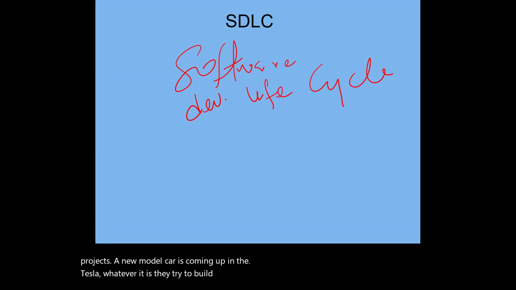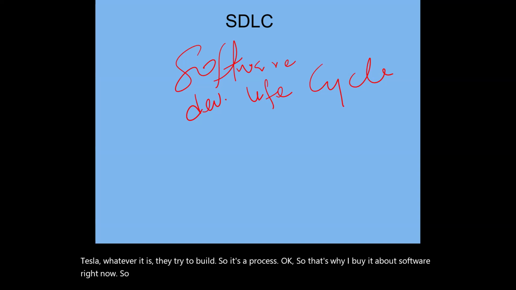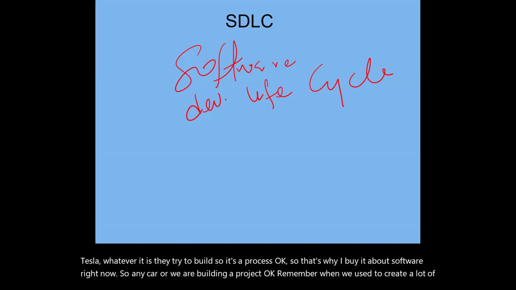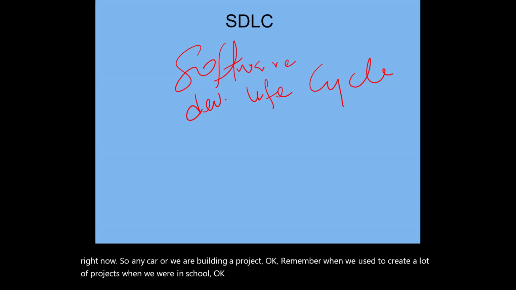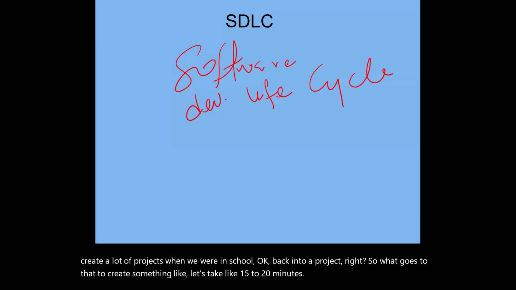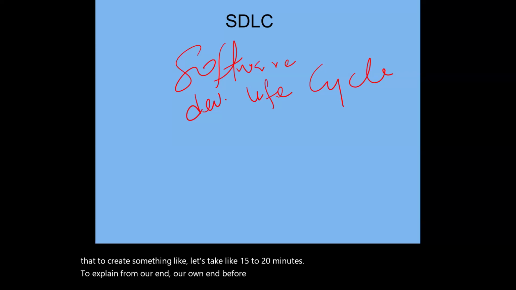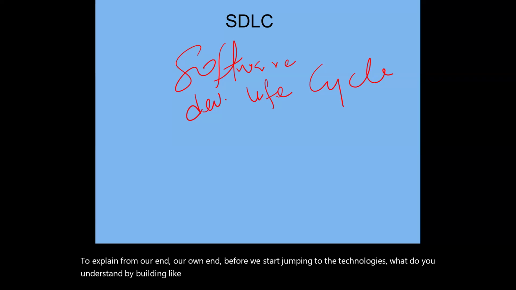So it's a process. Let's talk about anything about software right now. So any car or we are building a project. Remember when we used to create a lot of projects when we were in school? So what goes into creating something? Let's take like 15 to 20 minutes to explain from our own end before we start jumping to the terminologies. What do you understand by building? When we are building something, what does it take?